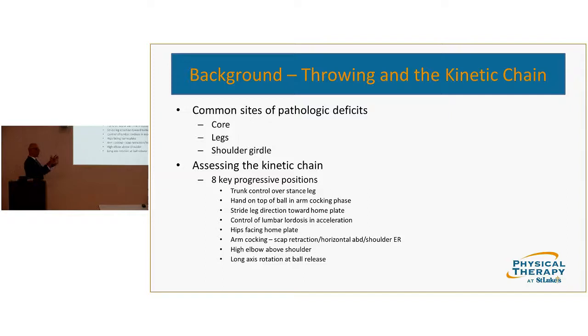When we look at the pitching cycle, as you'll find, there are 6 main phases, but there are these 8 key progressive positions that we like to look at. Trunk control, as I just talked about, over the stance leg. That's where it starts. Hand on top of the ball in the arm cocking phase.